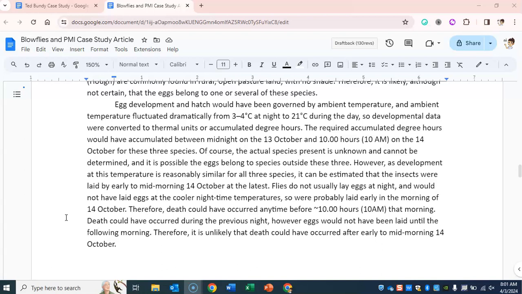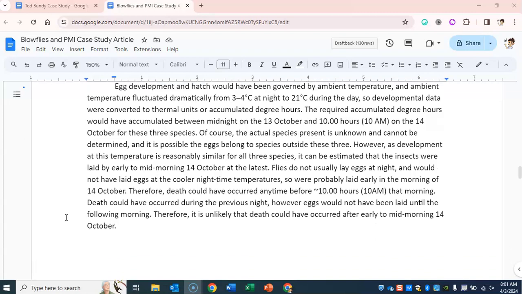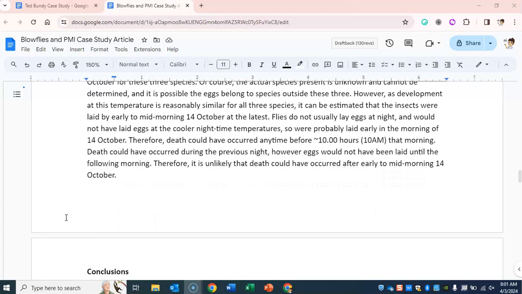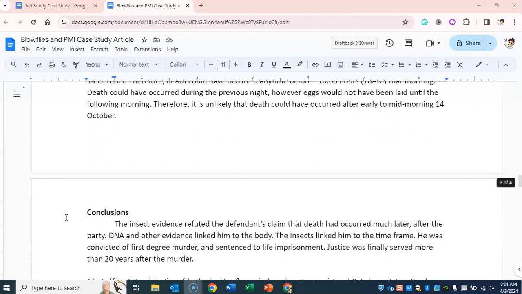Flies do not usually lay eggs at night and would not have laid eggs at the cooler nighttime temperature, so were probably laid early in the morning of the 14th of October. Therefore, death could have occurred any time before about 10 a.m. Death could have occurred during the previous night, however, eggs would not have been laid until the following morning. Therefore, it is unlikely that death could have occurred after early to mid-morning on the 14th of October.